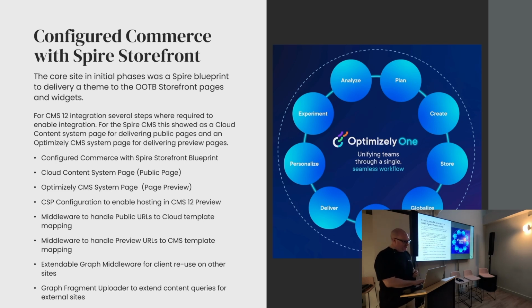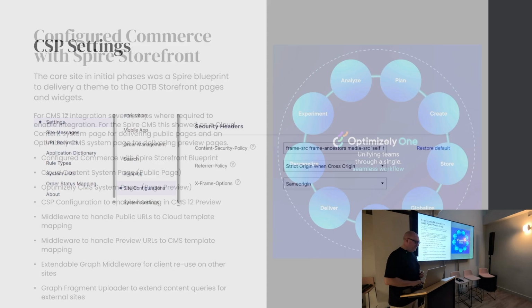We then introduced a bunch of middleware to handle the primary thing, which was the routing between the two. So as you create content in the CMS 12 side, I just needed to push the URLs over to the commerce side.